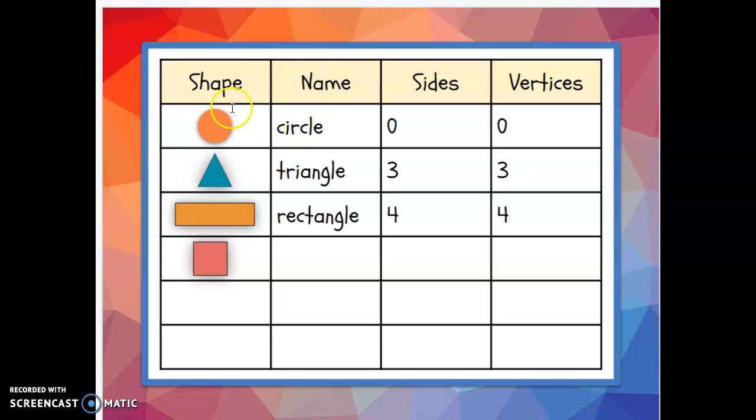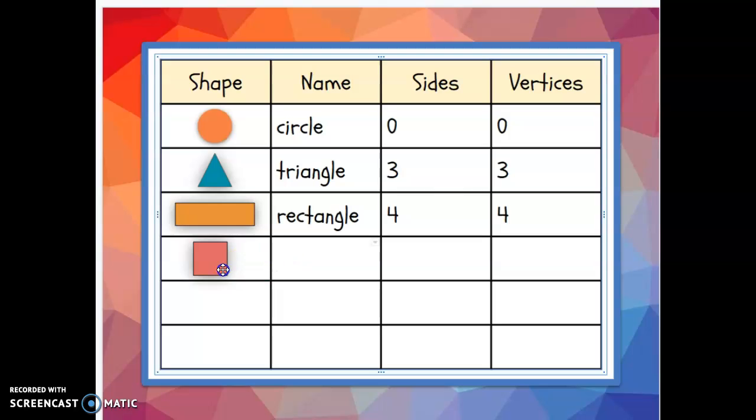Let's compare our shapes. Remember, when we compare, we're talking about how they're the same and how they're different. So a circle, here's his name, circle. It has 0 sides and 0 vertices, which is corners. A triangle, here's the word triangle, has 3 sides and 3 corners or vertices. Here's my rectangle, the word rectangle. 4 sides, 2 of them are long, 2 of them are short. And so 4 sides total and 4 corners or vertices.